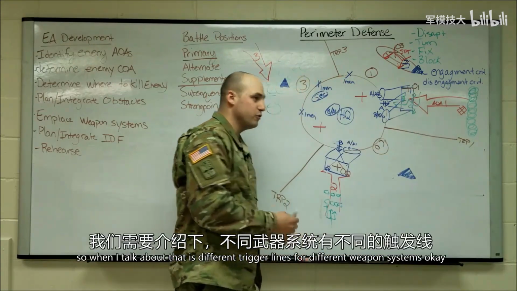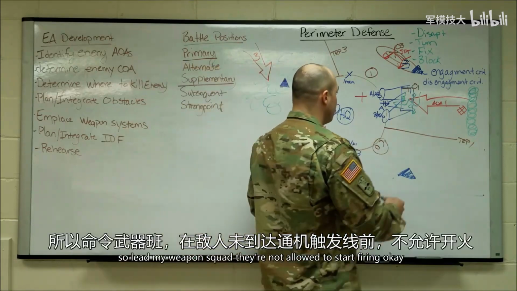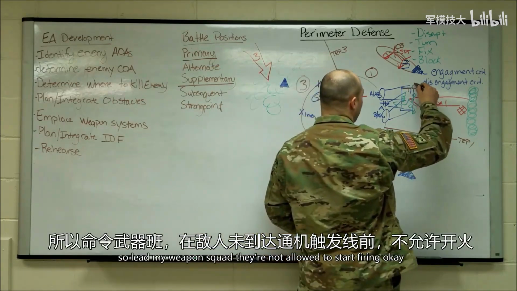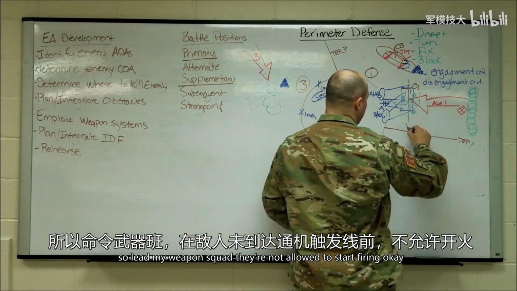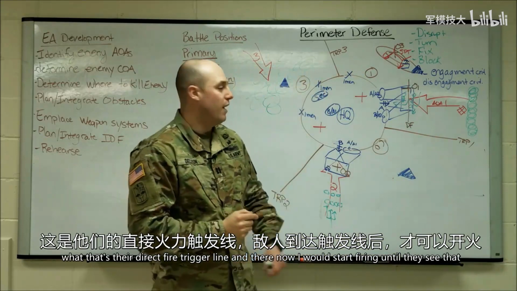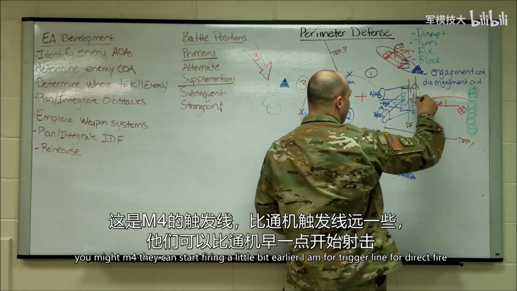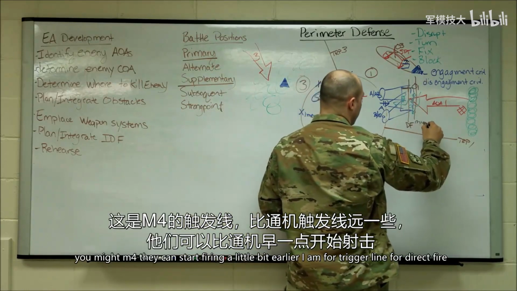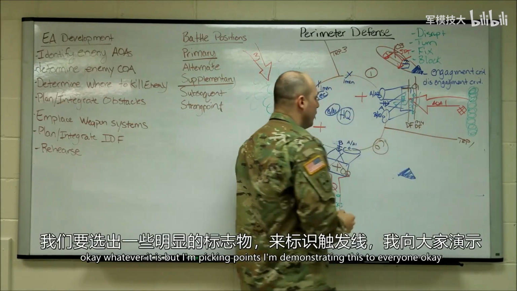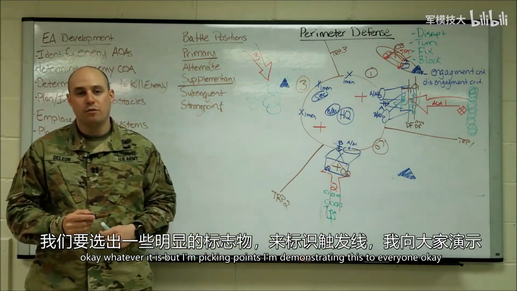So when I talk about that, it is different trigger lines for different weapon systems, okay? So maybe my weapon squad, they're not allowed to start firing, okay? This is their direct fire trigger line. And they're not allowed to start firing until they see that. Maybe my M4s, they can start firing a little bit earlier, all right? M4 trigger line for direct fire. Okay, whatever it is, but I'm picking points and I'm demonstrating this to everyone, okay?